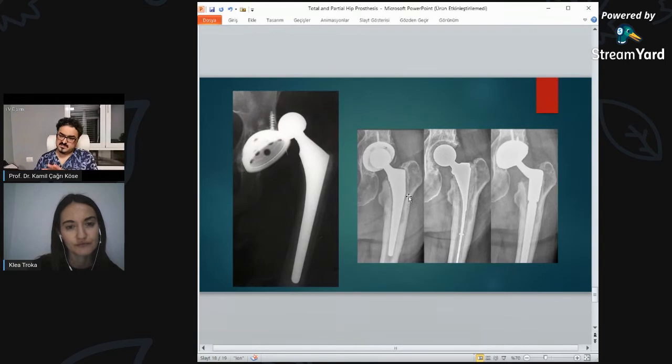Okay, and in the second picture, I just wanted to show you an infection case. Of these three pictures, the one on the left shows us an infected loosening of a stem. In the second picture, the stem is changed with an antibiotic-coated stem. And in the third picture, the stem is revised with a revision prosthesis. So what do we do when we have infection?